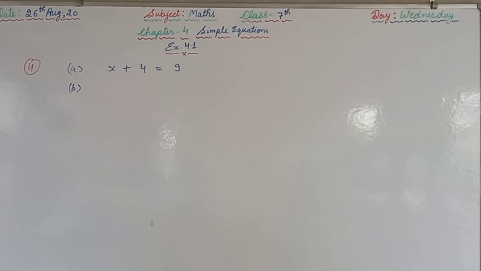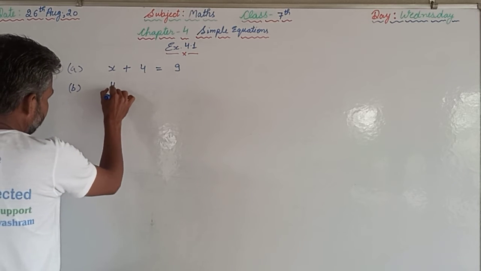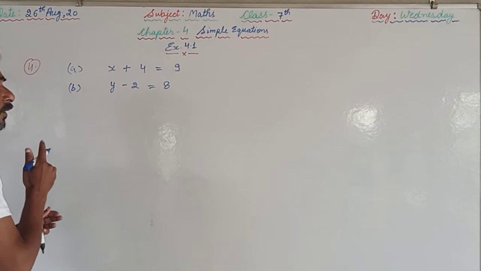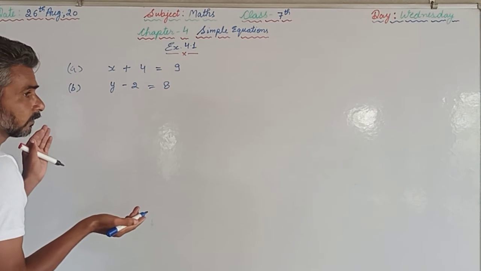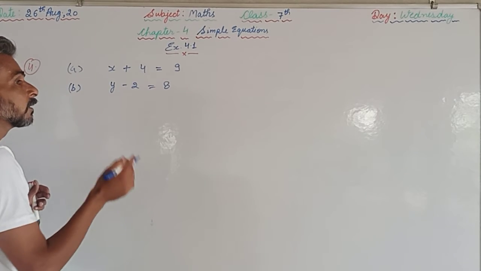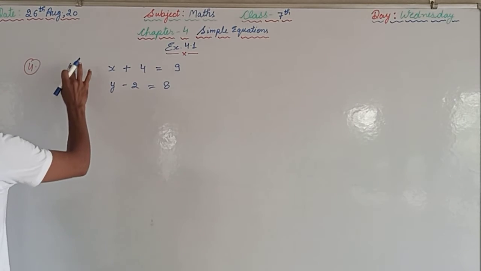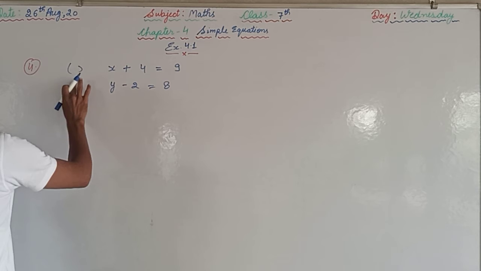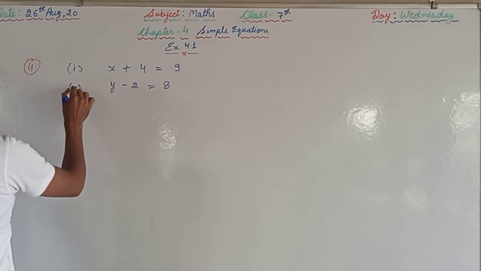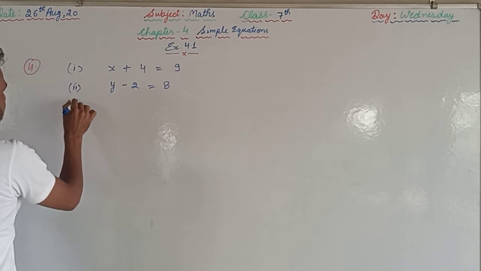2 subtracted from y is 8. 2 subtracted from y means y minus 2 is equal to 8. If it would have been a different case, y subtracted from 2 would mean 2 minus y. Here it is 2 subtracted from y, so that's why we have written y minus 2. This was the first part, this was the second part, and now we will take the third one.